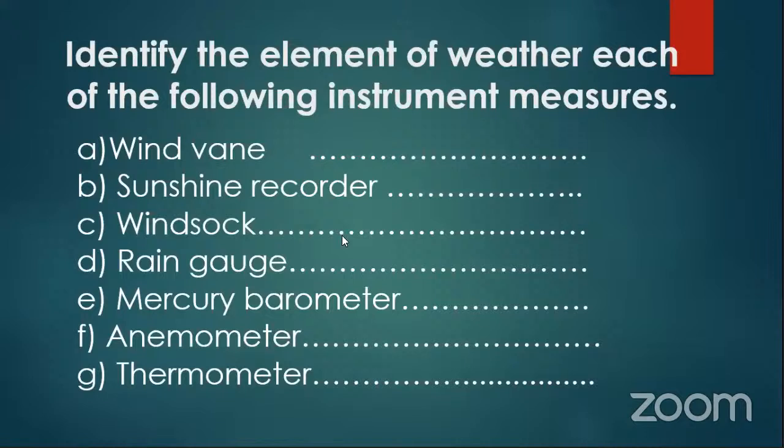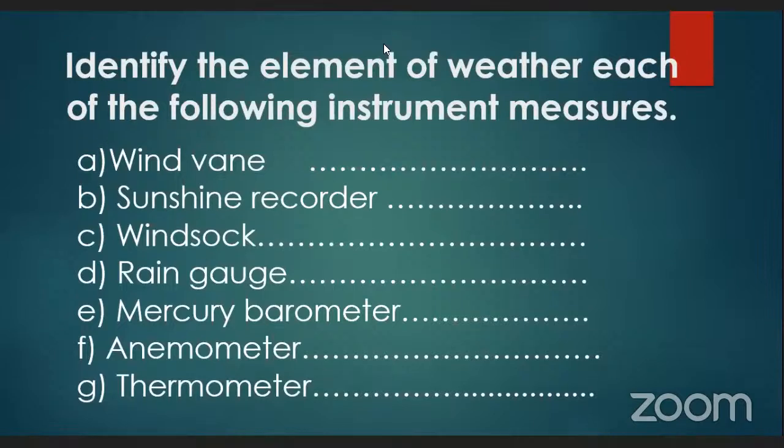Who can easily tell us how a sunshine recorder works? Yes. People are putting up their hands. Yes, Ndifuna Ismail. It concentrates sunlight through a glass sphere onto a recording card placed at its focal point.